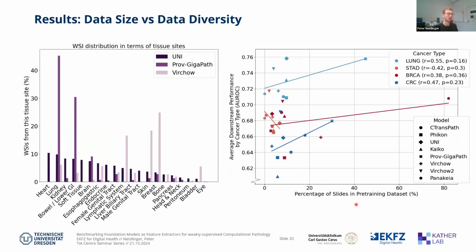And another aspect I tried to look into is how the distribution of tissue sites impacts the performance on these cancer types. So it's pretty straightforward that if you have a lot of lung cases in the pre-training data set, this might also improve the performance on lung tasks. And for example, here, Prov-GigaPath, as I said, was trained on over 40% lung, and it also has a pretty high performance on the lung tasks. And then Panakeia, which was trained on over 80% breast cancer.